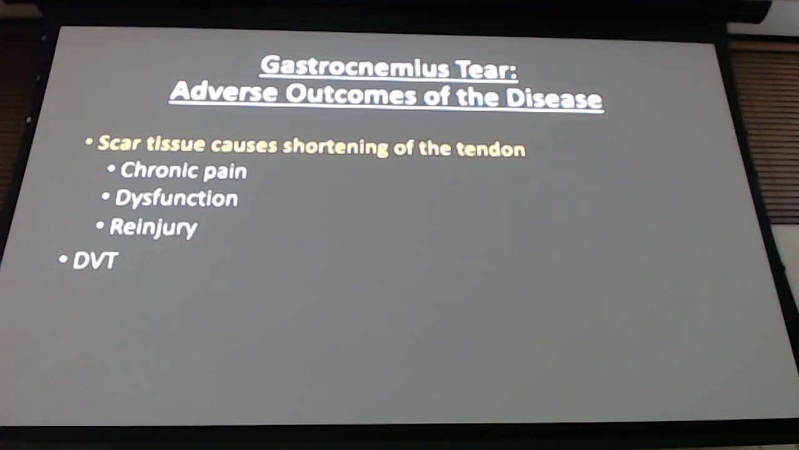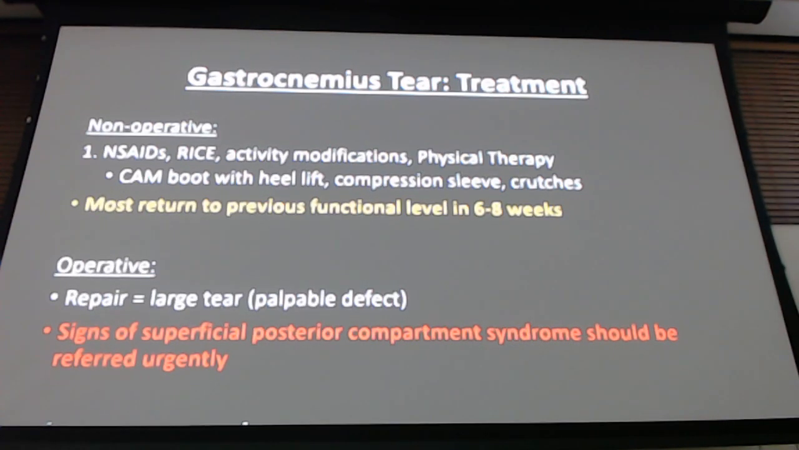Okay, so you can get a DVT anytime you have an insult around that area, and especially if you have decreased mobilization, right? So it's more sedentary, then is that a risk factor? Yes, Virchow's triad, right? So, all right, so non-operative treatment, that's the mainstay. Okay, I'm not going to read that to you.